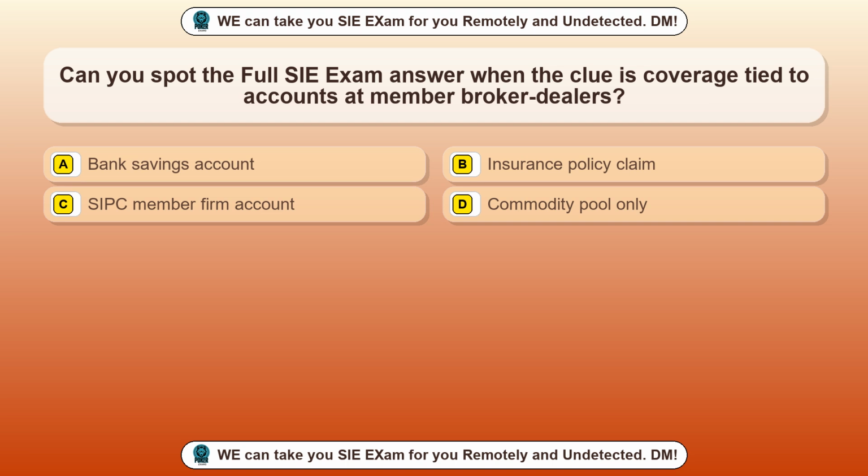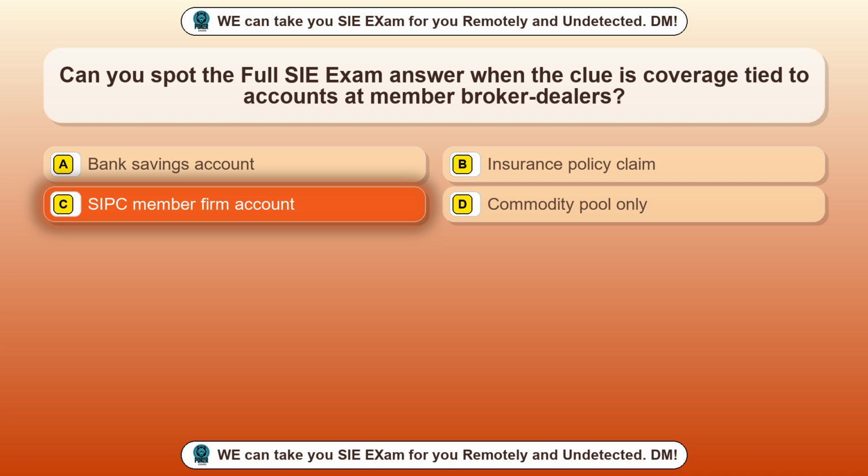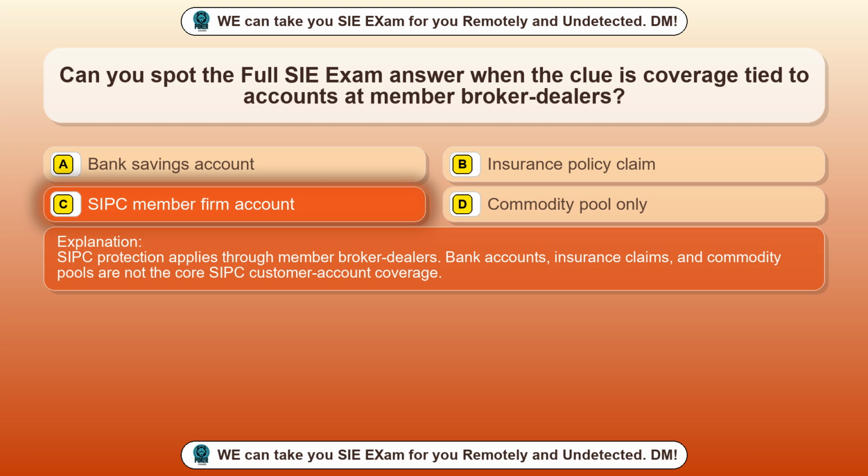Question 26. Can you spot the full SIE exam answer when the clue is coverage tied to accounts at member broker-dealers? Option A, bank savings account. Option B, insurance policy claim. Option C, SIPC member firm account. Option D, commodity pool only. The correct answer is option C, SIPC member firm account. SIPC protection applies through member broker-dealers. Bank accounts, insurance claims, and commodity pools are not the core SIPC customer account coverage.